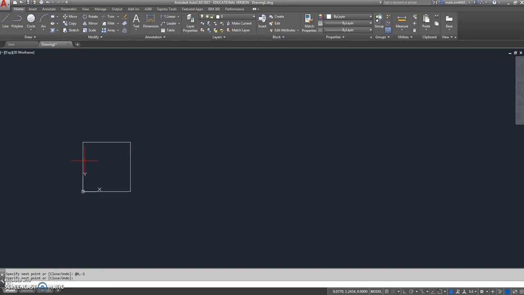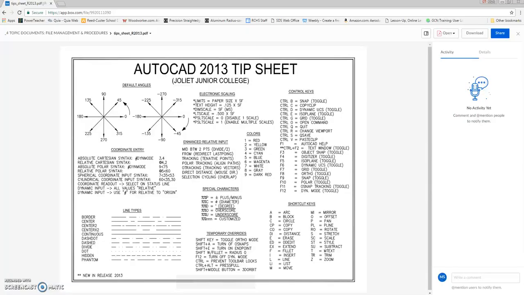And there it is. Now you notice when we use the relative coordinate system, I had to use plus and minus to determine the direction of travel. Anytime you move away from 0, 0 or move away from home position, it's a positive number. Anytime you move back towards the home position on the X or the Y, it's a negative number. Alright, we'll erase that. We'll go back to our tip sheet for a moment.